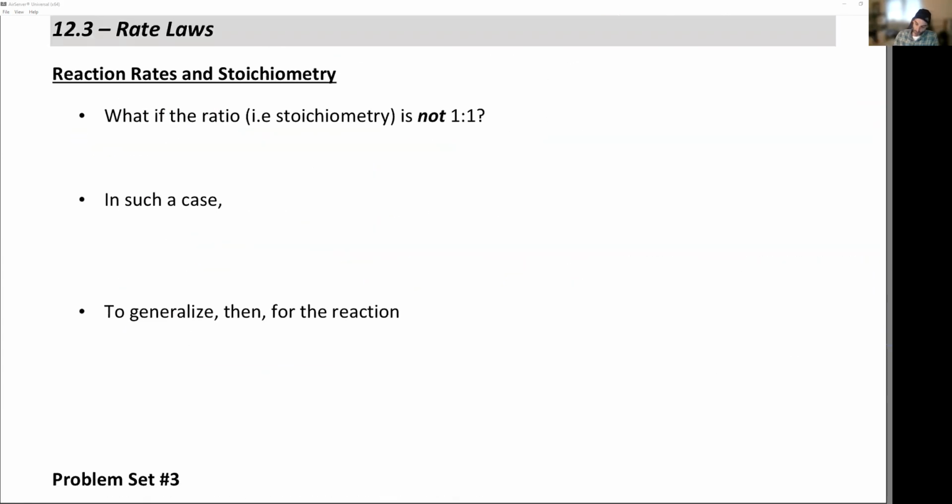Things get a little bit more complex when we're dealing with a basically not a 1-to-1 ratio. So let's take a look at the reaction of H2 plus O2 yields H2O. So we're going to balance this out. We end up with 2H2 plus O2 yields 2H2O. Fair enough.